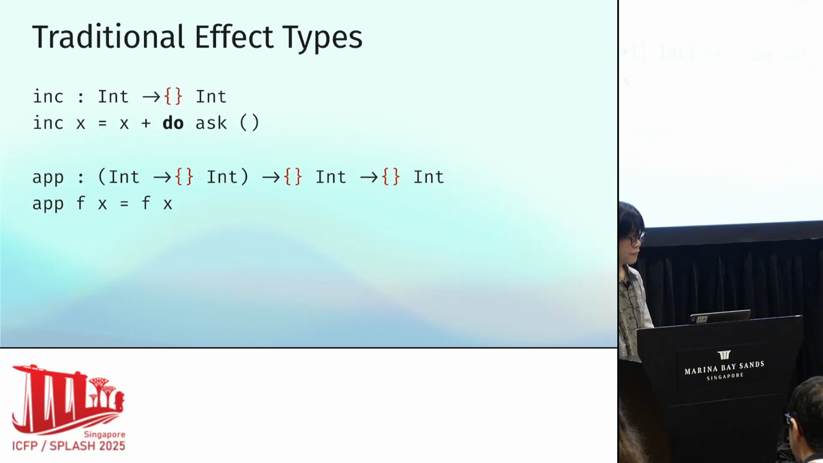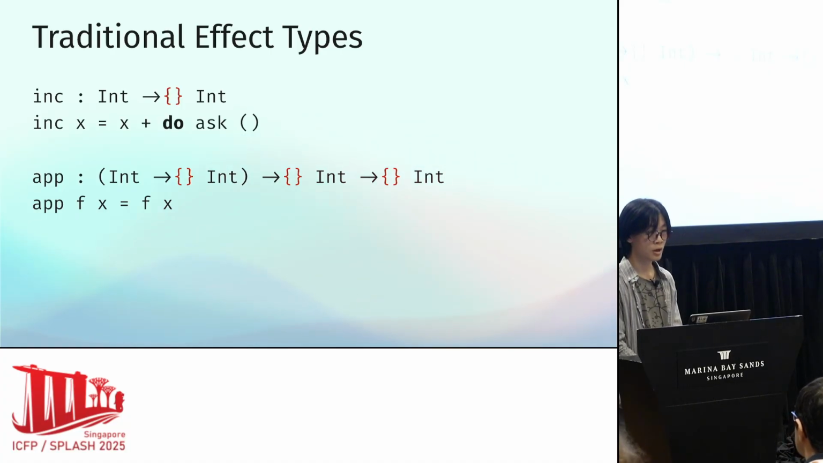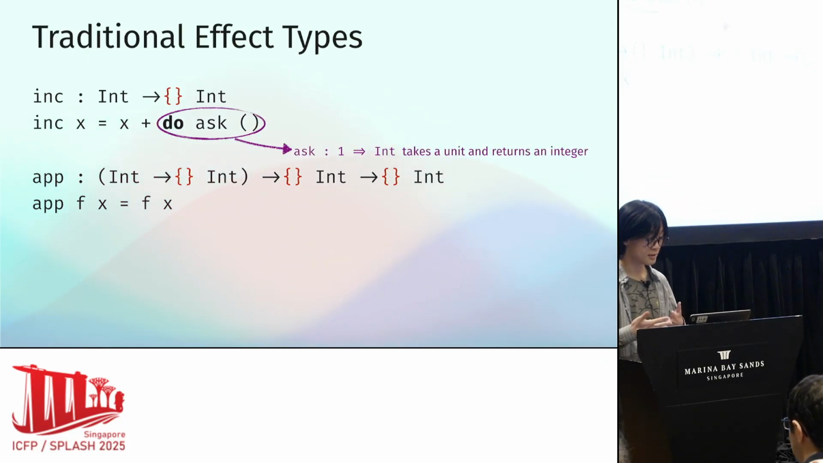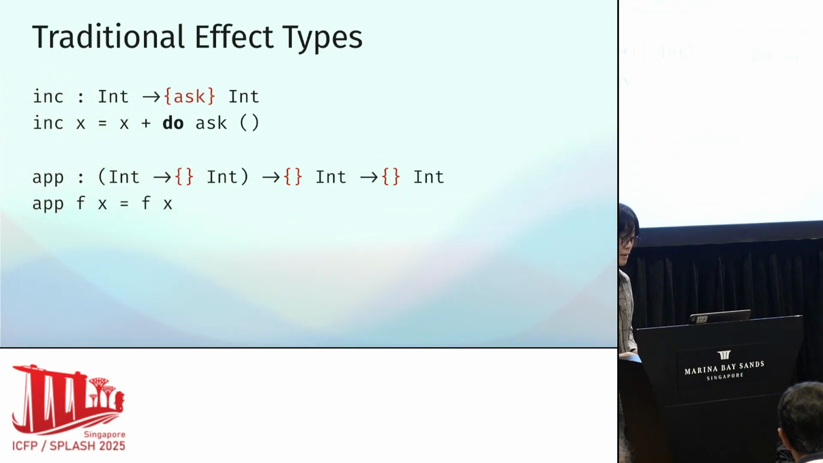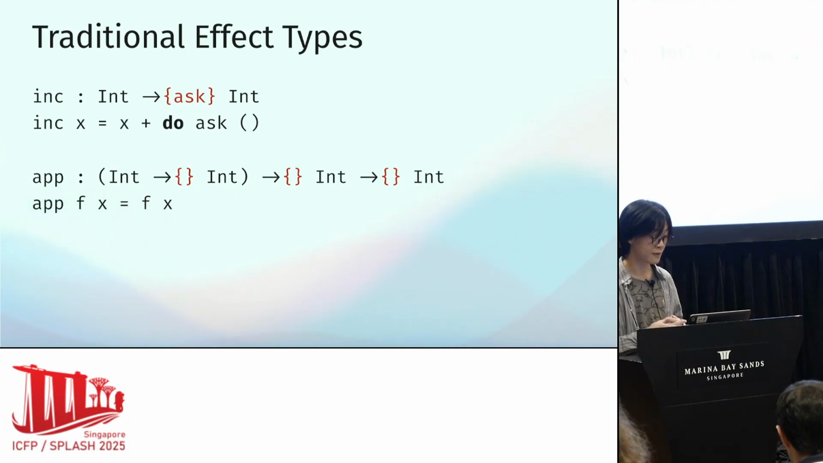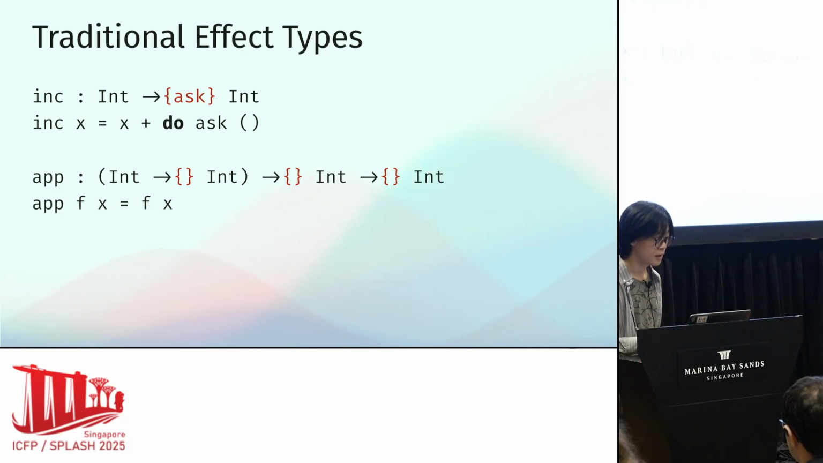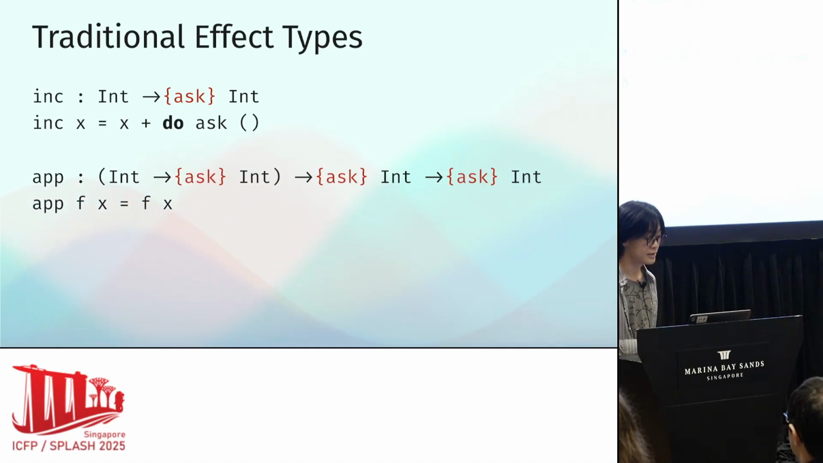If we change the definition of inc to call an operation ask, which takes a unit, returns integer, intuitively it asks for an integer from the context. We need to track the usage of ask in types. So now it is a function from int to int, which performs ask. And in order to apply this higher order function app to inc, we also need to change the type of app to allow the argument to use the effect ask.